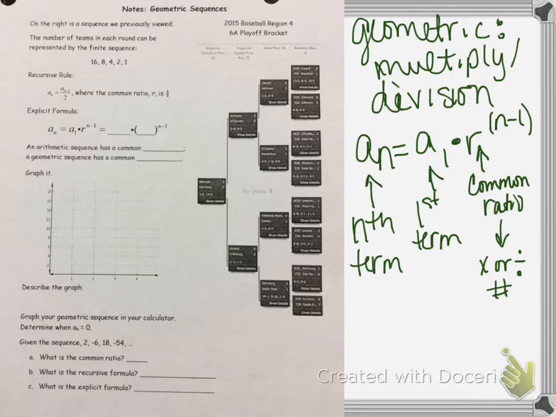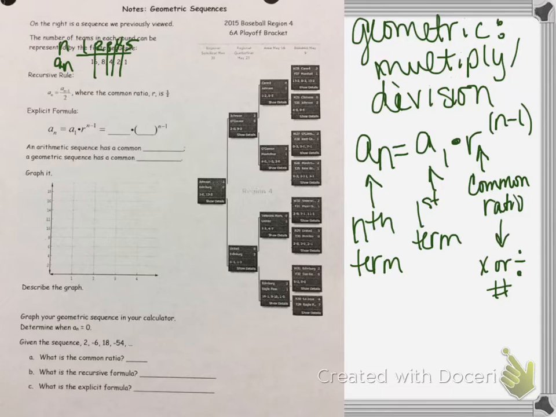So if we go over here to our example notes, we have this sequence on the right, which is talking about the baseball brackets. It says the number of teams in each round can be represented by the finite sequence. Finite means it ends: 16, 8, 4, 2, 1. And I want you to remember this is 1, 2, 3, 4, and 5, where this is our n, and then this is our a sub n.